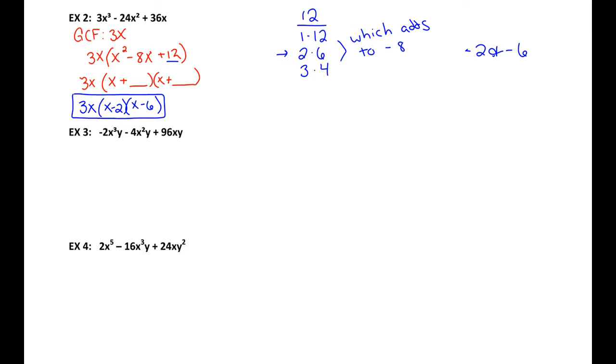We're going to do the same thing again here as we look at example number 3. First thing I'm going to do is pull out a greatest common factor, which for this example is a negative 2xy. I'm going to pull out a negative so that my a term is a positive 1. This will leave me with x squared plus 2x minus 48.